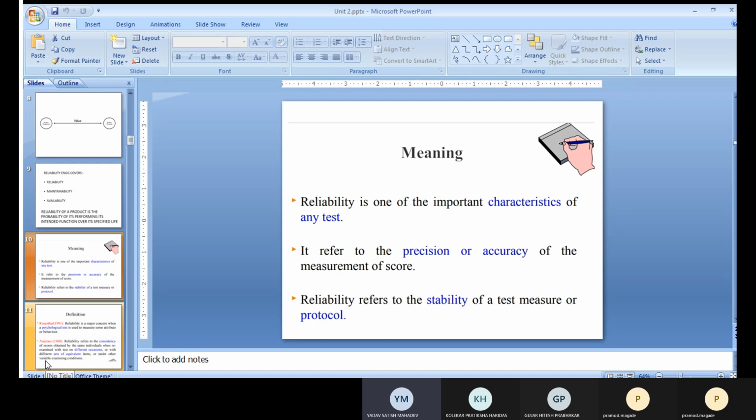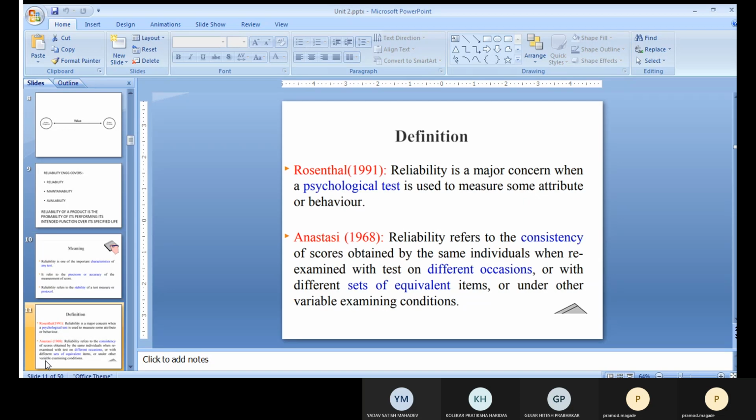So many more definitions have been given by the authors. So reliability is nothing but the precision or accuracy of the measurement of the score. It means before development, whatever be the precision, whatever be the prediction, from the accuracy point of view, of course, that is approximate precision actually. Then reliability refers to stability, maintainability, test, measure or protocols. Whatever be the decided things, it should work for that particular time. So that we call reliability.